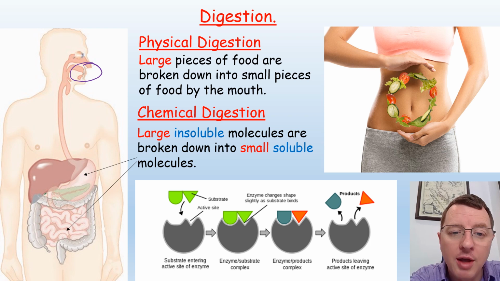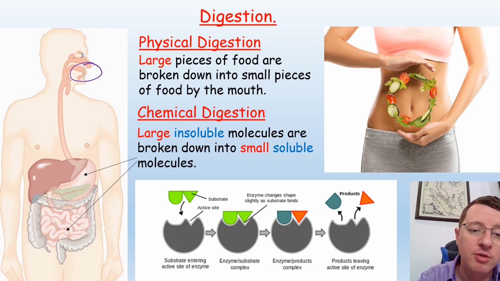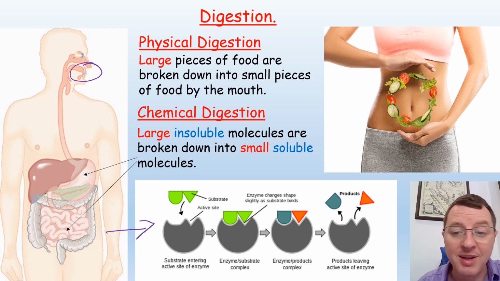And then chemical digestion, which occurs in the stomach and in the small intestine, and this is where the large insoluble food molecules like proteins, starches and fats are broken down into small soluble molecules. And this involves enzymes breaking down those molecules, as you can see in the diagram shown here.